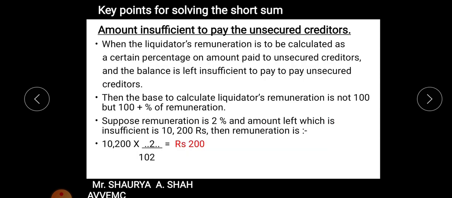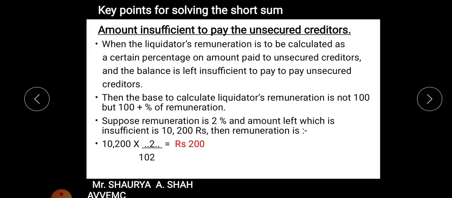Hope it's clear. Now one of the short sums which you have practiced, and which is generally asked in your exams, right? Generally two types of short sums are asked. One is related to the liquidator's remuneration, surplus left out, and the second is related to the preferential creditors, right? So here you need to study, students, the amount which is insufficient. How do you generally do it? Same logic I gave you. Just add the liquidator's remuneration percentage to 100.